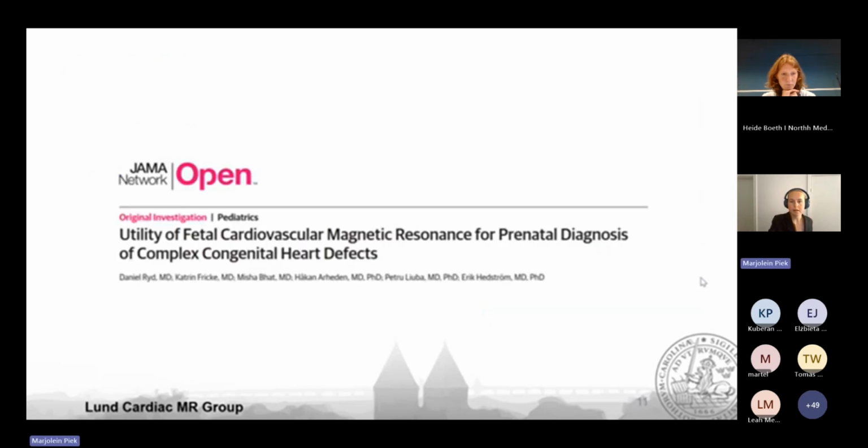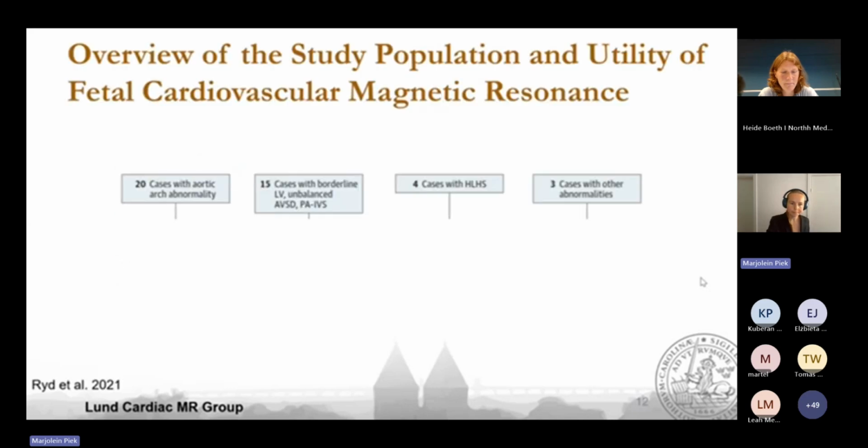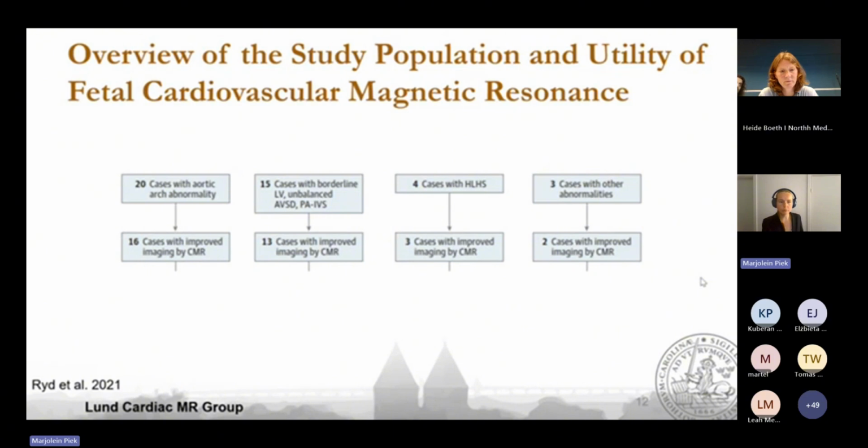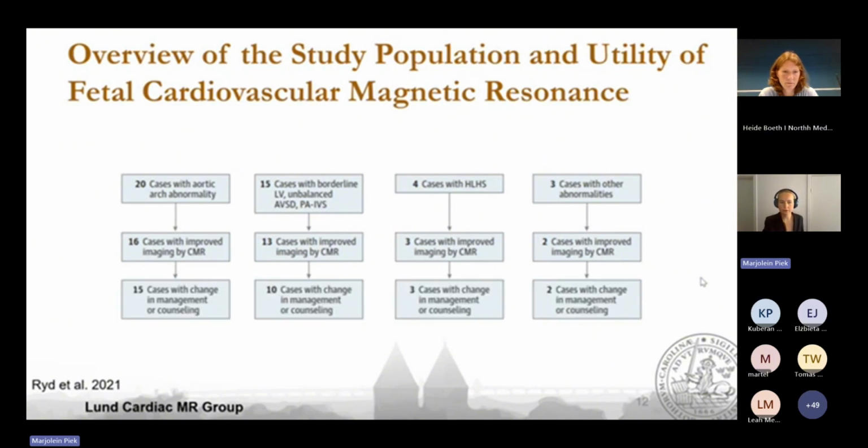As mentioned in the timeline, we did a utility study. It was conducted between 2017 and 2020, and we included 31 fetuses. They underwent CMR at a median gestational age of 36 weeks. And this is a flowchart of the included main groups. So in the top row, we see a suspected pathology, for example, aortic arch abnormality, which were the majority of cases. In the middle row, we show if it led to improved imaging. And in the bottom row, we can see if there were changes in the management or counseling.